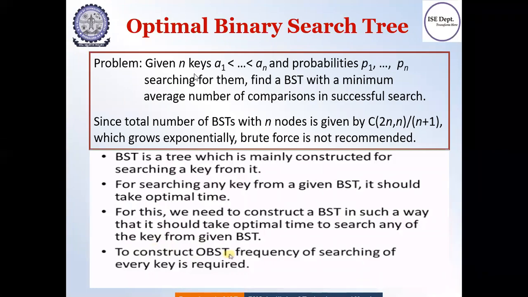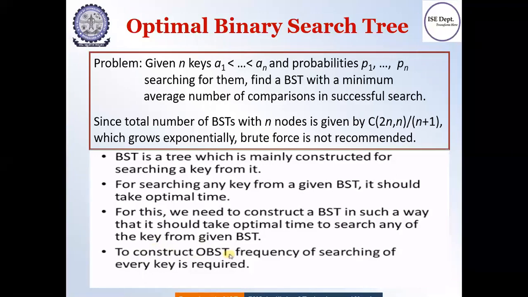You are given n keys, A1 till An, where A1 is less than A2, and so on, for example 10, 20, 30. A1 should be less than A2, which should be less than An. The probability or frequency of all these keys is also given. You need to find the BST with a minimum average number of comparisons in a successful search, correct? In a successful search, we are going to find a BST.